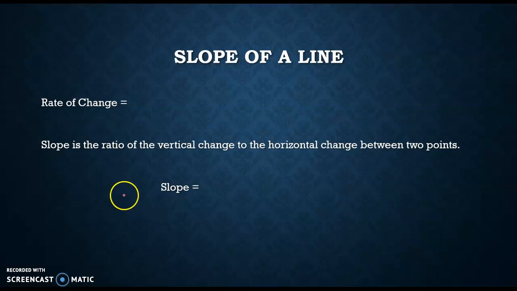All right, so rate of change is what we call slope, or slope is rate of change. Those words are interchangeable. And slope is the ratio of the vertical change to the horizontal change between 2 points. So, like we said before, delta y over delta x. Or, if we're going from a graph, we think of this as rise over run. So how much up or down over how many over.